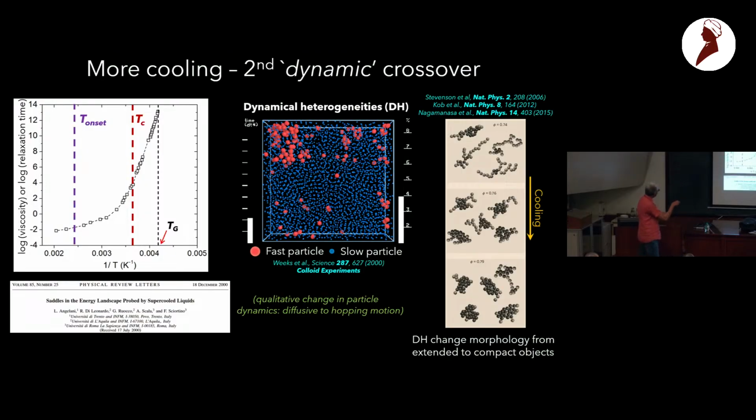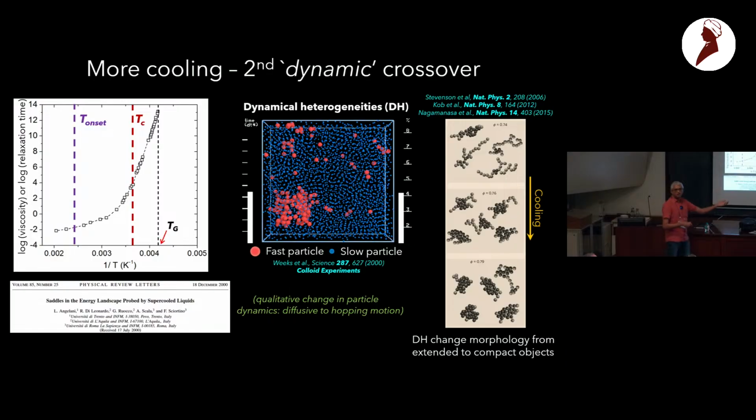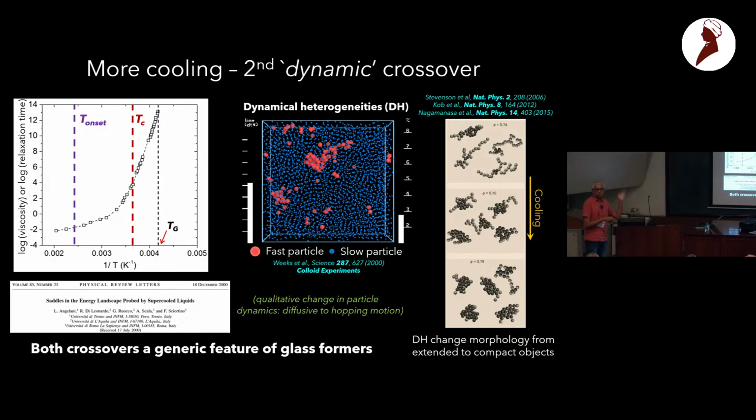And one could basically take the derivative of this plot. You could start seeing that there is a crossover in the way the energies evolve with temperature. It's associated with the mode coupling. You could associate it with the diffusion to hopping sort of motion and so on, okay? And both of these crossovers are generic to many, many glass formers. So it's worth understanding what's going on around here.